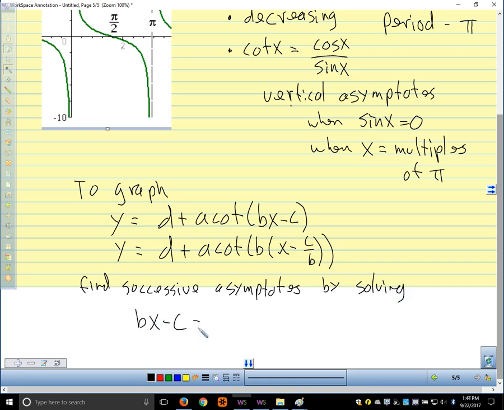bx minus c equals 0, because our unshifted cotangent function has a vertical asymptote at 0, and the bx minus c tells us how the function and the asymptotes are going to change, and bx minus c equals pi, because that's where our unshifted cotangent function has a vertical asymptote. The bx minus c tells us how they're going to shift around. Everything else is the same as for tangent.